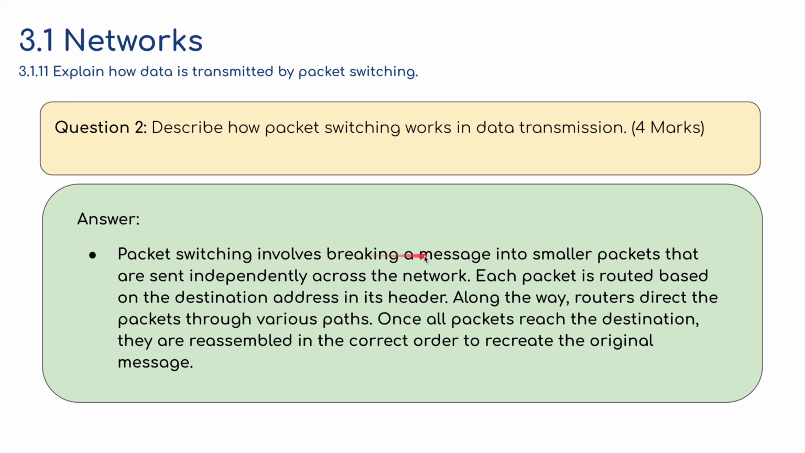Packet switching involves breaking a message into smaller packets that are sent independently across the network. Each packet is routed based on the destination address in its header. Along the way, routers direct the packets through various paths. Once all packets reach the destination, they are reassembled in the correct order to recreate the original message. There is usually some kind of error checking to make sure the same message has been received as the one that has been sent. Okay, but we don't need to worry about that.